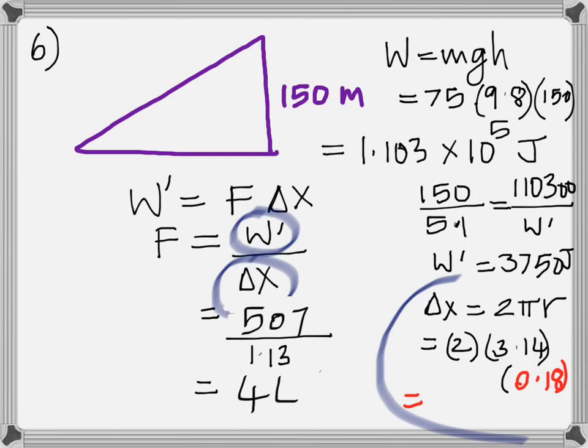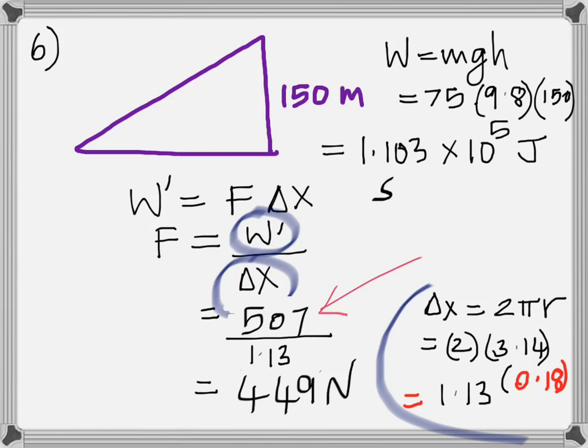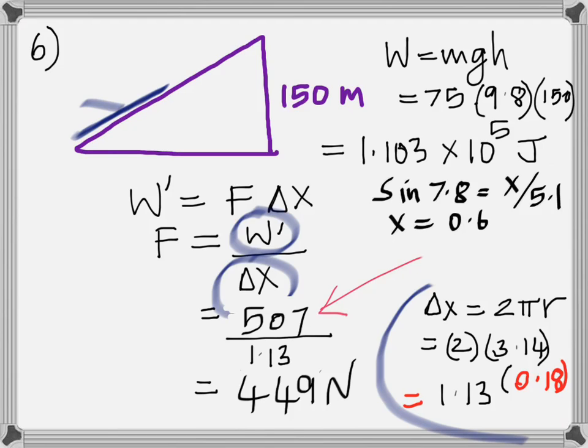Actually, the work done, you get it as 107, as I'm going to show you. So that's an easier way to do it. When you take sine 7.8, you are able to get the displacement up the inclined plane. That's what x is now. For one rotation of the pedals, the displacement up would be 0.69 meter.